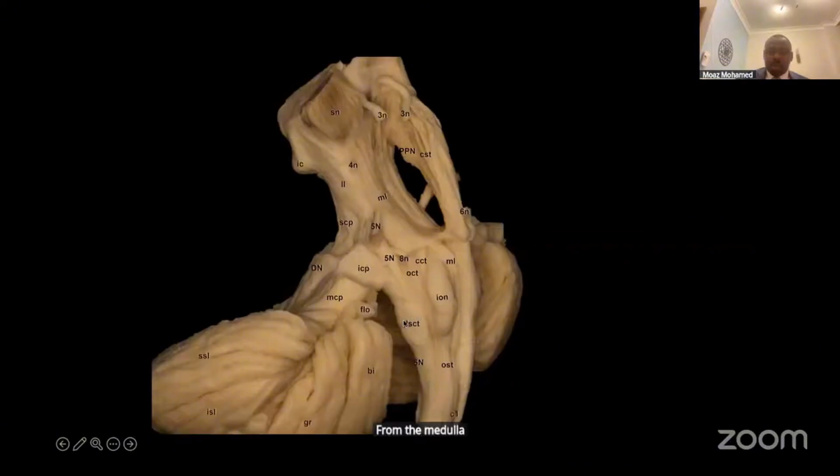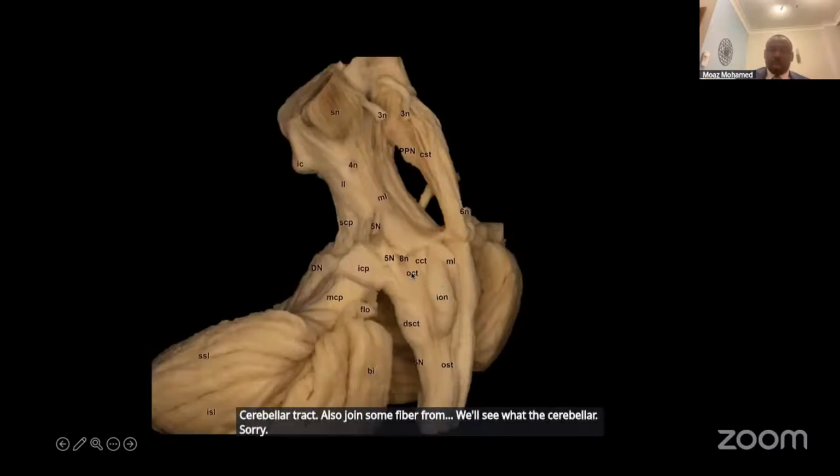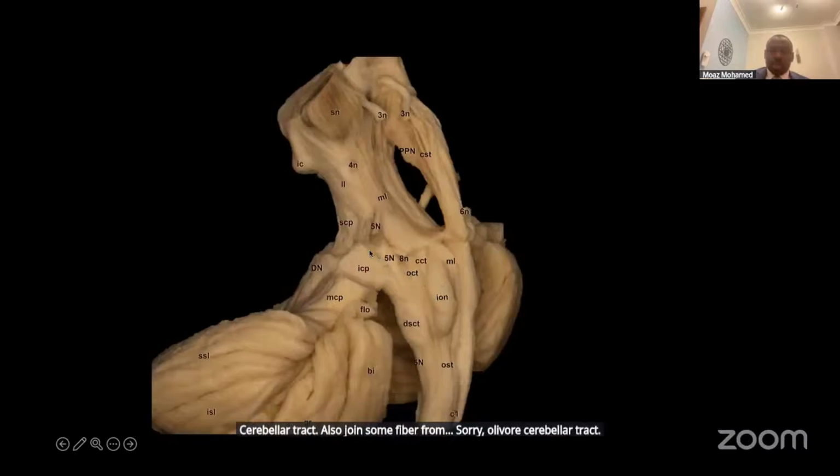This is the dorsal spinocerebellar tract. Here it also joins some fibers from the olivocerebellar tract. They join here to form the inferior cerebellar peduncle. Here I cut it, and I show the dentate nucleus from posterior.